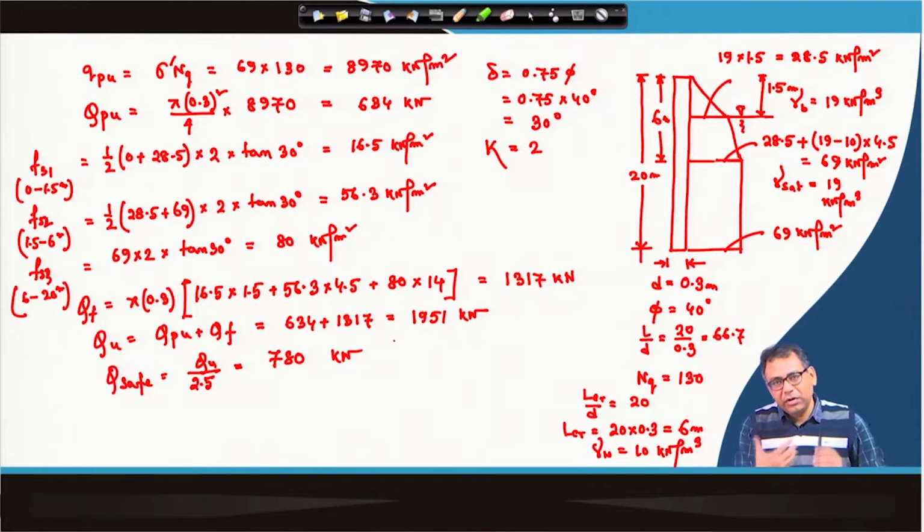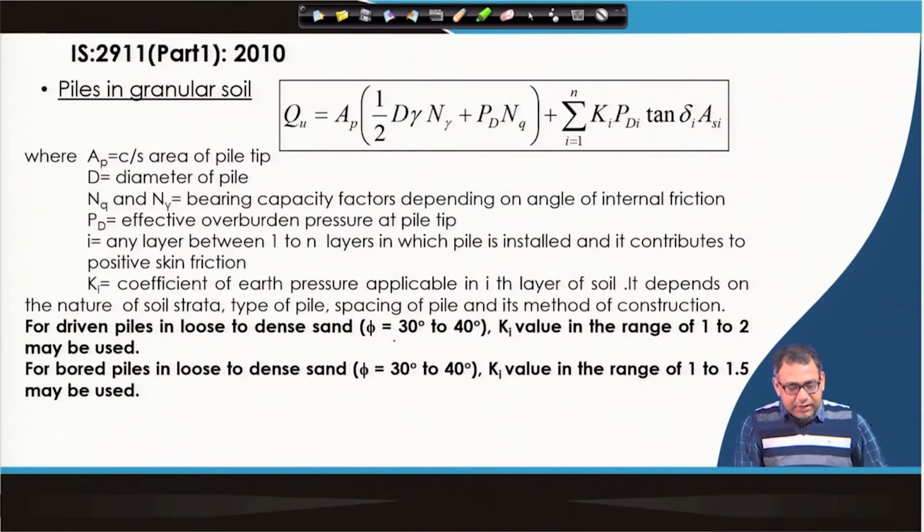Similarly, this way you can do it for the layered soil also, and you can do it for the dry soil also, but here we have taken the homogeneous soil with water table. So, next I will discuss how the IS code recommends to determine the ultimate load carrying capacity of the pile in sand.